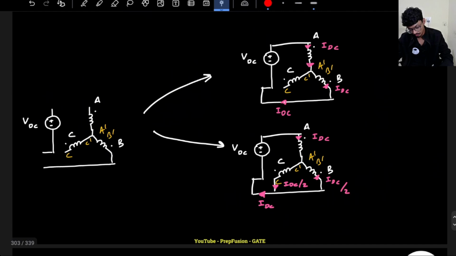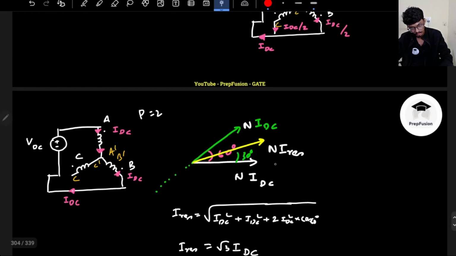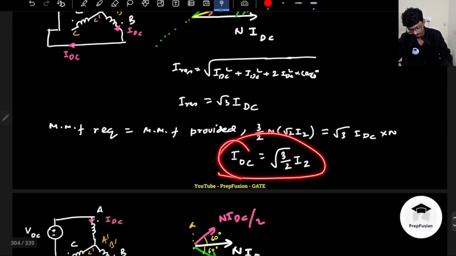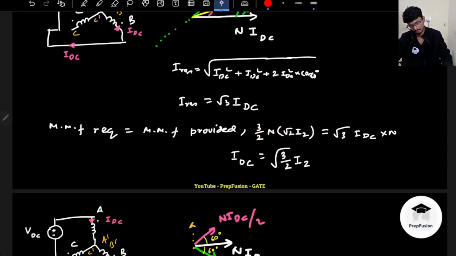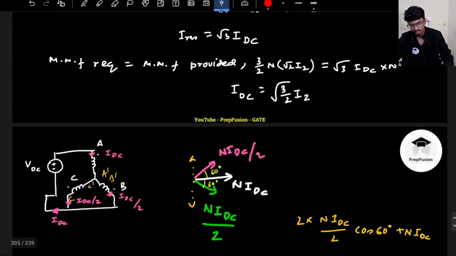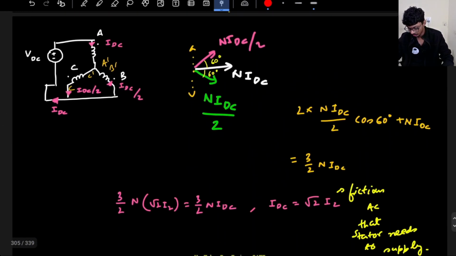Okay, so like this we can find out the MMF provided by the stator side, and we can equate the MMF, and from there we can find out the current of the stator. So if numericals will come, numericals can only come two things. Either they will ask you the breaking torque.